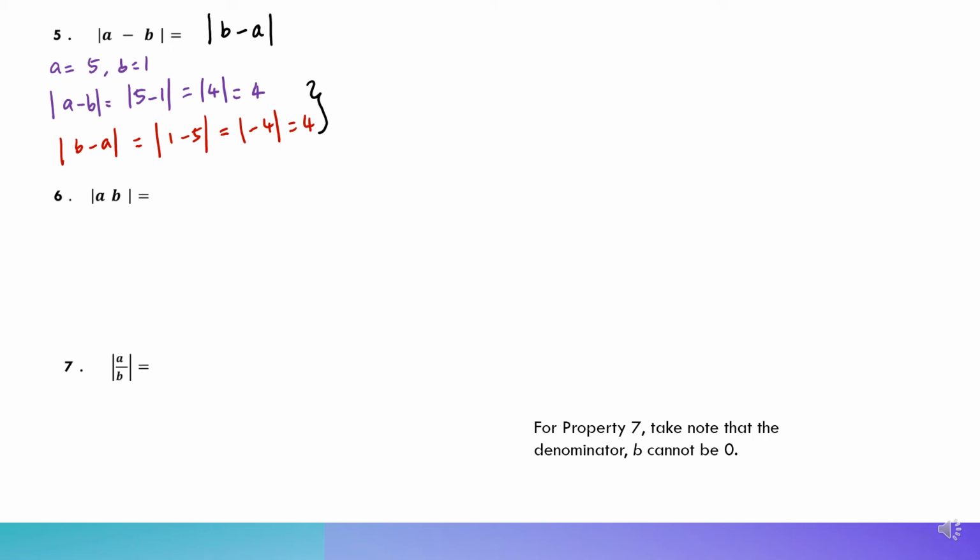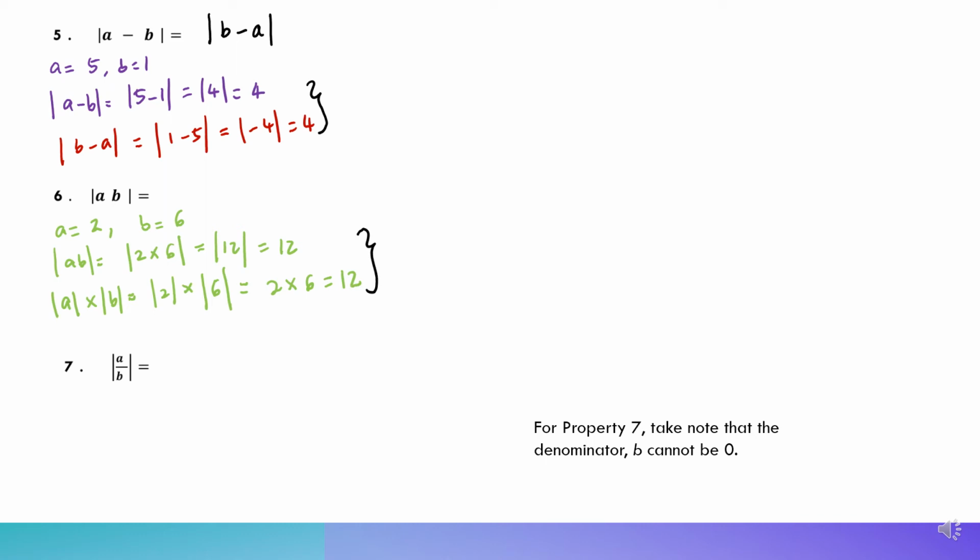Now for property number 6. This time I take A to be equal to 2, B is equal to 6. So modulus AB will give me modulus 2 times 6, which is modulus 12, and this is 12. How about modulus A times modulus B? Modulus A is modulus 2 multiplied with modulus B, which is modulus 6. Now modulus 2 is 2, modulus 6 is 6. So it will also give me 12. By comparing these two, I can write modulus AB to be equal to modulus A multiplied with modulus B.